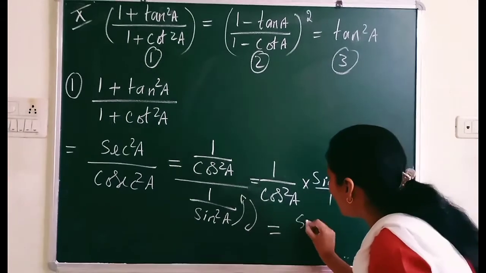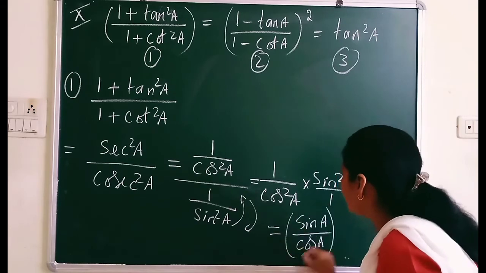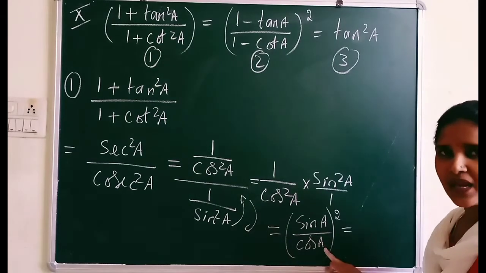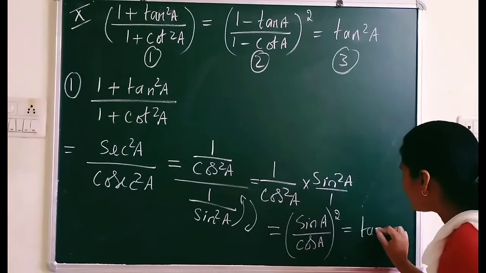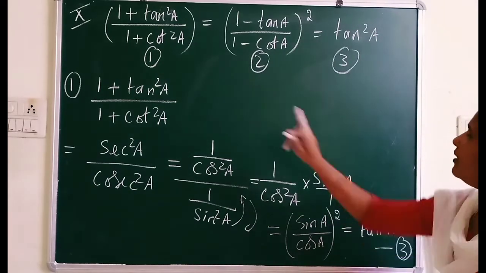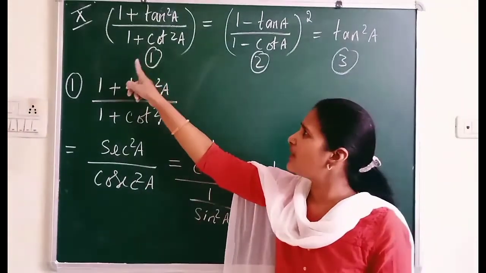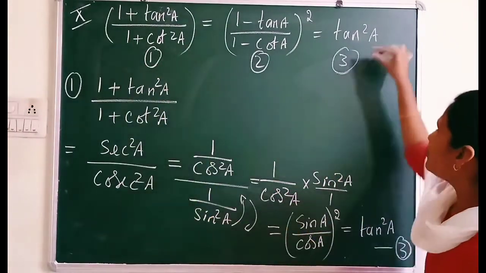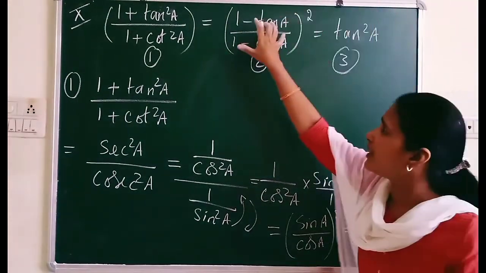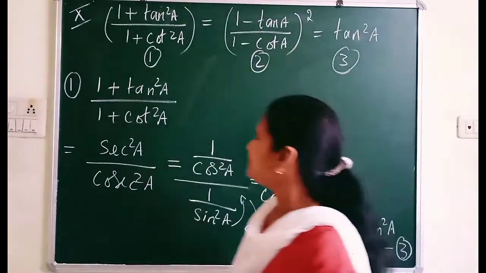So you got, can I write this as (sin A by cos A) whole square? Because the square is there for both numerator and denominator. So what is sin by cos? Sin by cos is tan. So tan square A. So you can see we took 1 and we proved 3. That is, 1 plus tan square divided by 1 plus cot square, we proved it as 3, that is tan square A. Now I cannot take tan square A; I have to take the second one. Again I have to prove this as tan square A. Then all the 3 will be equal.